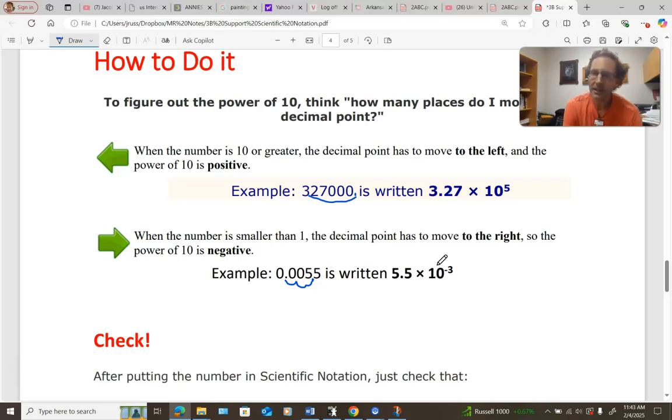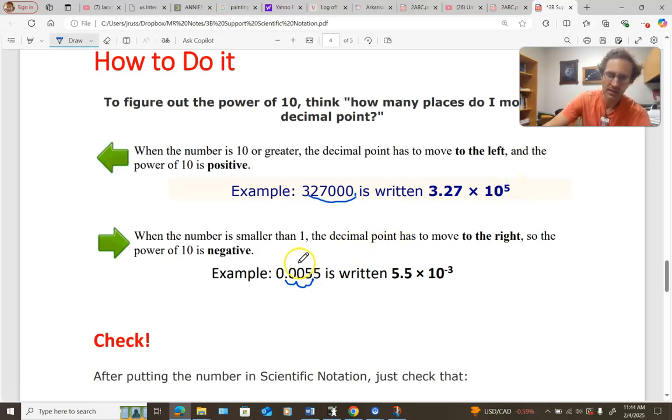Now, sometimes students will forget when they get a positive exponent or when they get a negative exponent. Well, I'll look at it like this. I'm starting out with this big number, 327,000. Initially, it becomes 3.27, which is a really small number, which means I need to multiply it by a big power of 10, okay, to offset that change. So I use a positive exponent.